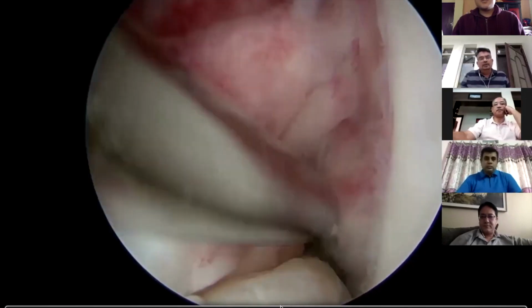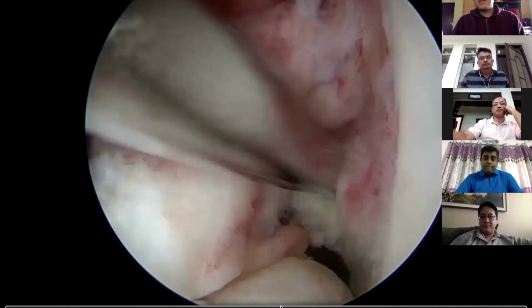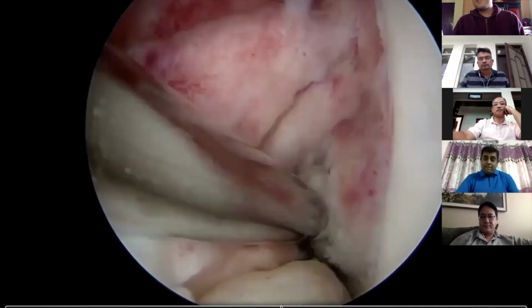So I think what we can conclude from this case is there are multiple times, if the surgery is delayed, there are various types of remnant. The remnant may be attached to the PCL or the remnant may be attached to the condyles. So as far as possible, the remnant should be preserved.